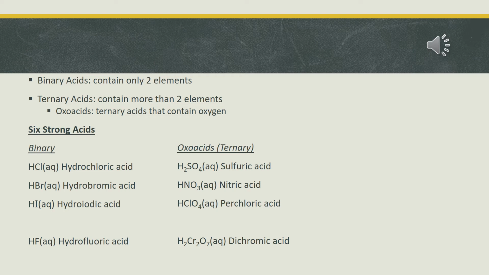There are 6 strong acids. 3 are binary, 3 are oxo or ternary. The binaries are hydrochloric acid, hydrobromic acid, hydroiodic acid. And the oxoacids are sulfuric acid, nitric acid, and perchloric acid. And there's one more in each column that's almost a strong acid, but it's not. The binary almost strong acid is hydrofluoric acid, and the almost strong oxoacid is dichromic acid.